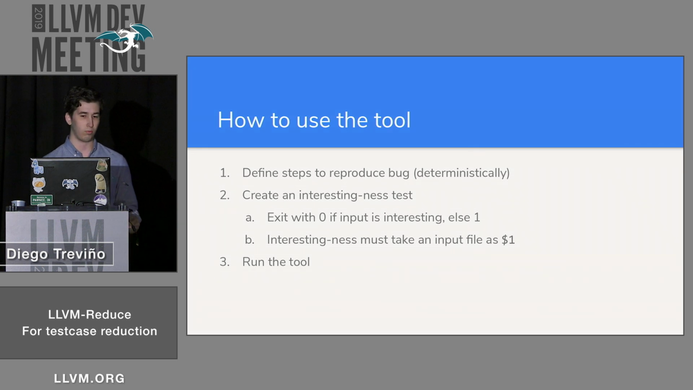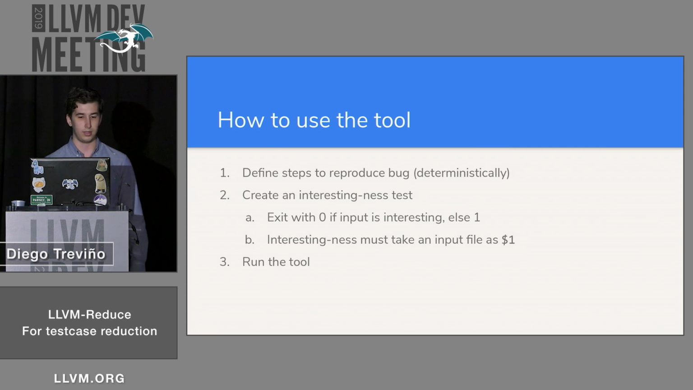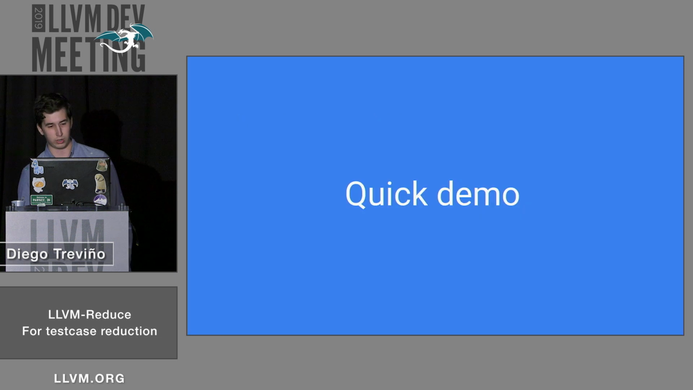First, you have to exit with 0 if the input is interesting, i.e. crashes. And the second caveat is that it must take the input file as the first parameter. So let's do a little quick demo of how that would look.